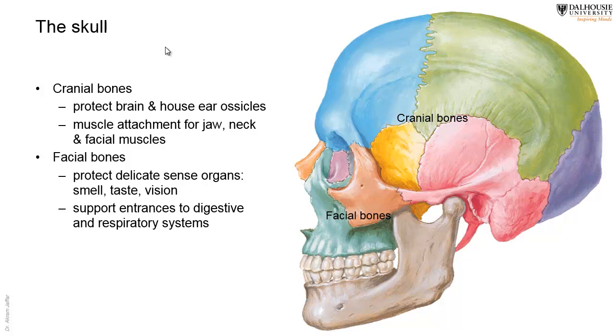There are cranial bones and facial bones. Facial bones form the bones of the face. Cranial bones form the cranial cavity that encloses the brain. And so the cranial bones protect the brain, they house the ear ossicles, and they provide muscle attachments for some of the muscles that move the mandible, like you can probably feel here.